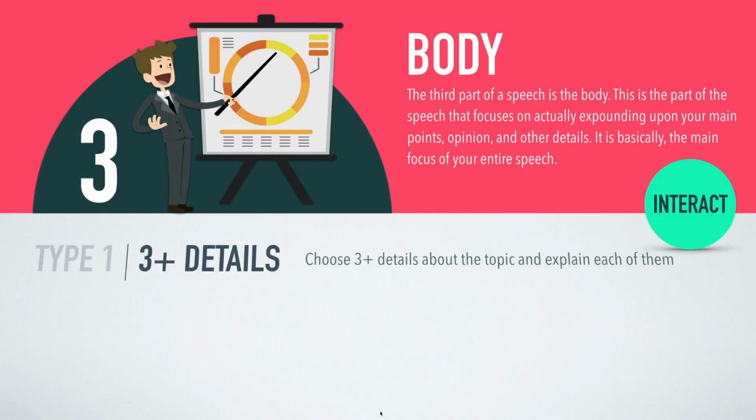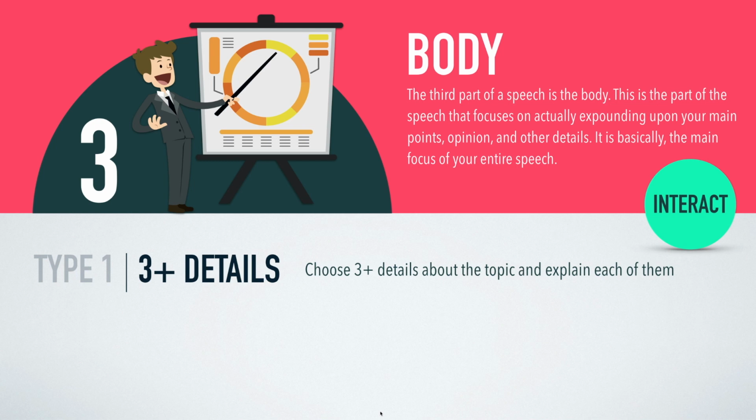That means periodically asking questions, seeing what your audience thinks, making sure they're following along. And this is something that's normally not included in a regular speech. But it is very good to add this interaction piece because it's very, very helpful. So again, with the body, here you go.